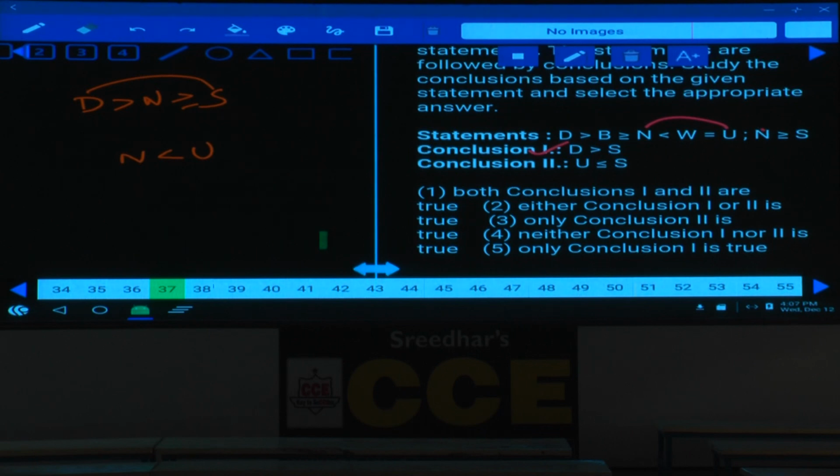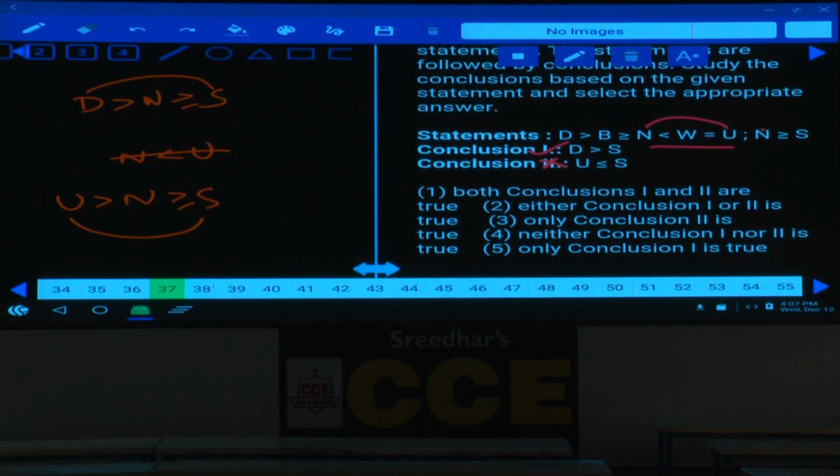At the same time, N lesser than or equals to S, isn't it? N greater than or equals to S in the place of S. What is the relation between N and S here? N is lesser than U. As N is lesser than U, U is greater than N. U greater than N, N greater than or equals to S. That means what is the relation between U and S? U greater than S is true, lesser than or equals to S is false. Hence only conclusion 1 is true.